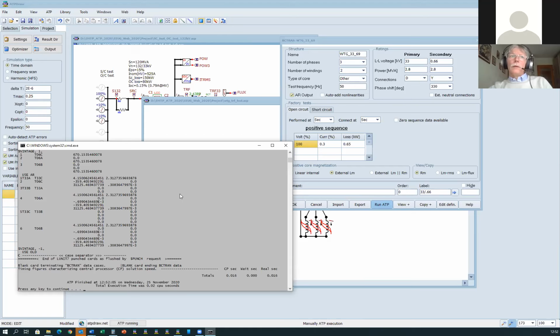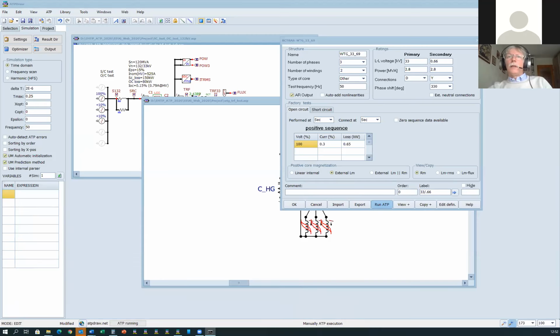So I very highly recommend to run ATP draw this way, otherwise you have no chance to see what's wrong. At the end of the session, if you have questions, I will show you how to activate this DOS window to be visible. So it is there in the background for me. Okay.